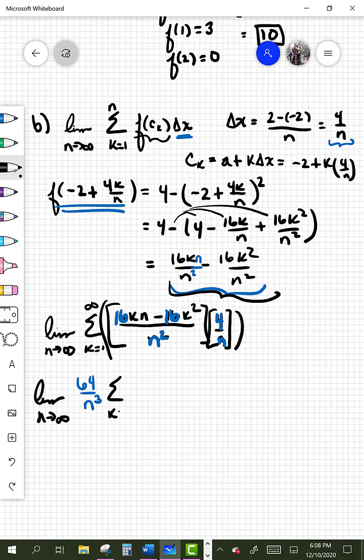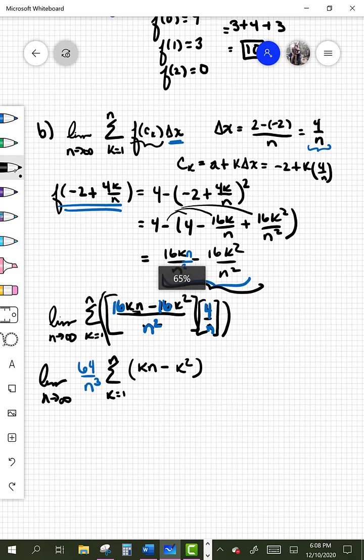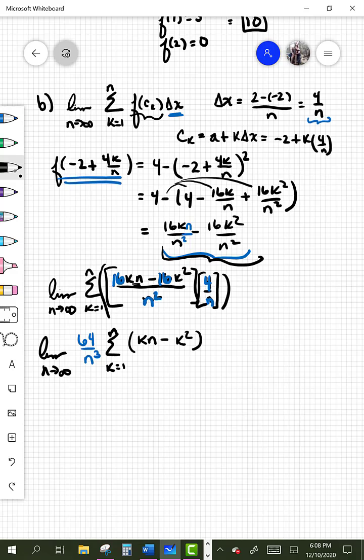So now we are left with k equals 1 to n, which is going to infinity because of our limit. And then we're going to be left with a kn minus a k squared. You are given the summation formulas for the summation of k and the summation of k squared.